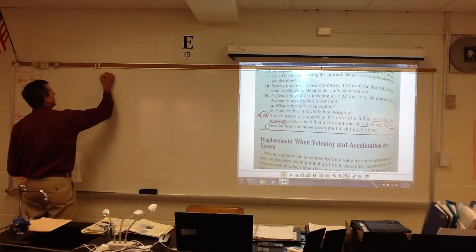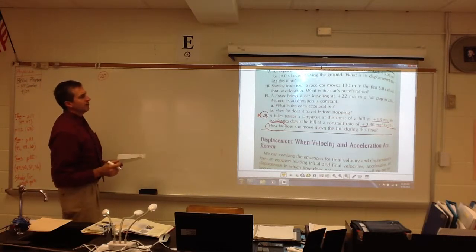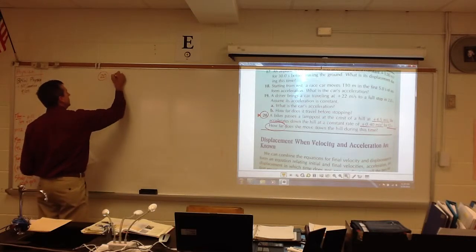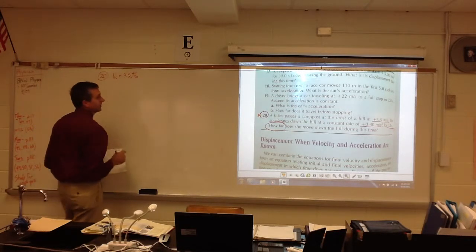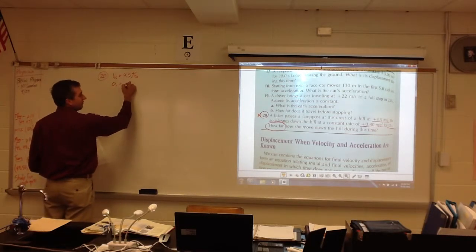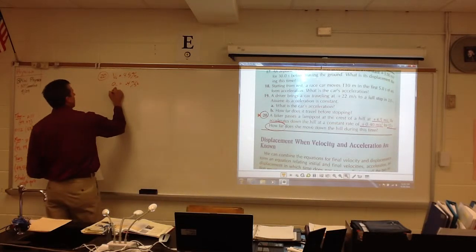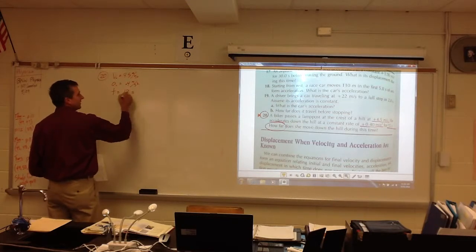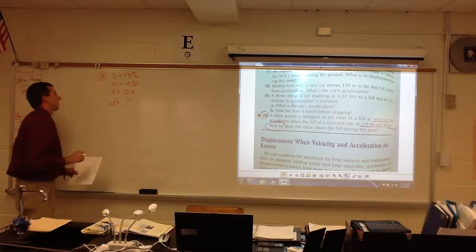Again, I'm going to jot down my givens. The biker passes the lamppost initially. She's going 4.5 meters per second. She accelerates at 0.4 meters per second squared. This occurs for a time of 12 seconds. And we want to know how far she has gone.